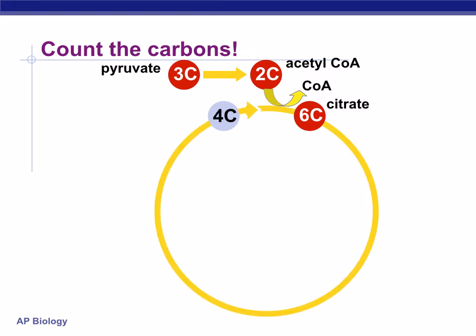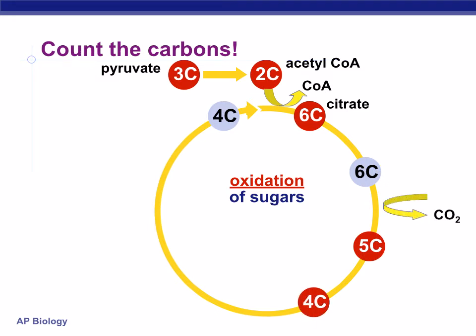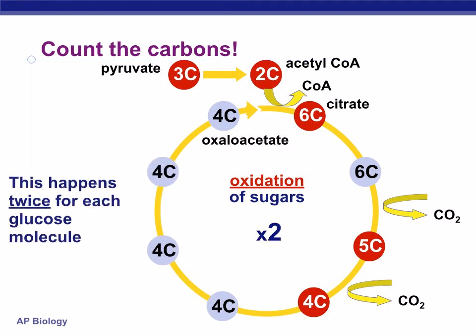The first step is to count the number of carbons. You can see that a 4-carbon molecule combines with a 2-carbon molecule to produce a 6-carbon molecule called citrate. It then forms a 6-carbon intermediate, 5-carbon, 4-carbon, and then eventually your oxaloacetate is going to be regenerated. Notice how when it goes from 6 carbon to 5 carbon, 5 carbon to 4 carbon, carbon dioxide is being removed. And remember that this happens twice for each glucose molecule.